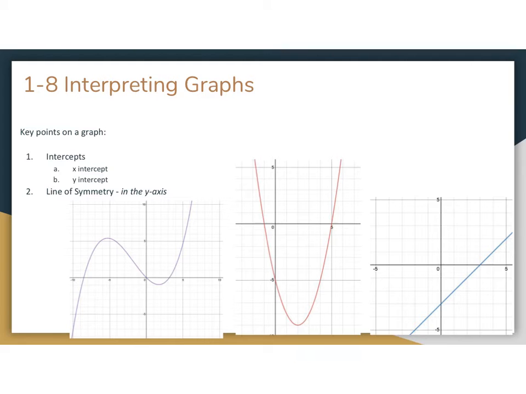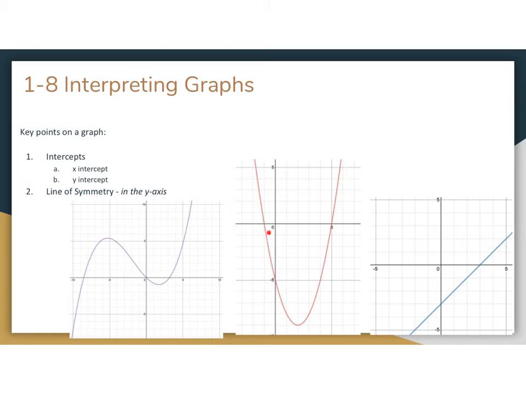So first, when we interpret graphs, let's look at some key points on a graph. First, we have the intercepts. Now, the intercepts of a graph are the points where the graphs intersect on the axis. So the axis is our x-axis and our y-axis. The key points are the x-intercept and the y-intercept. If we look at this first graph, our x-intercepts are here at 0 and right here. And our y-intercept is right here.